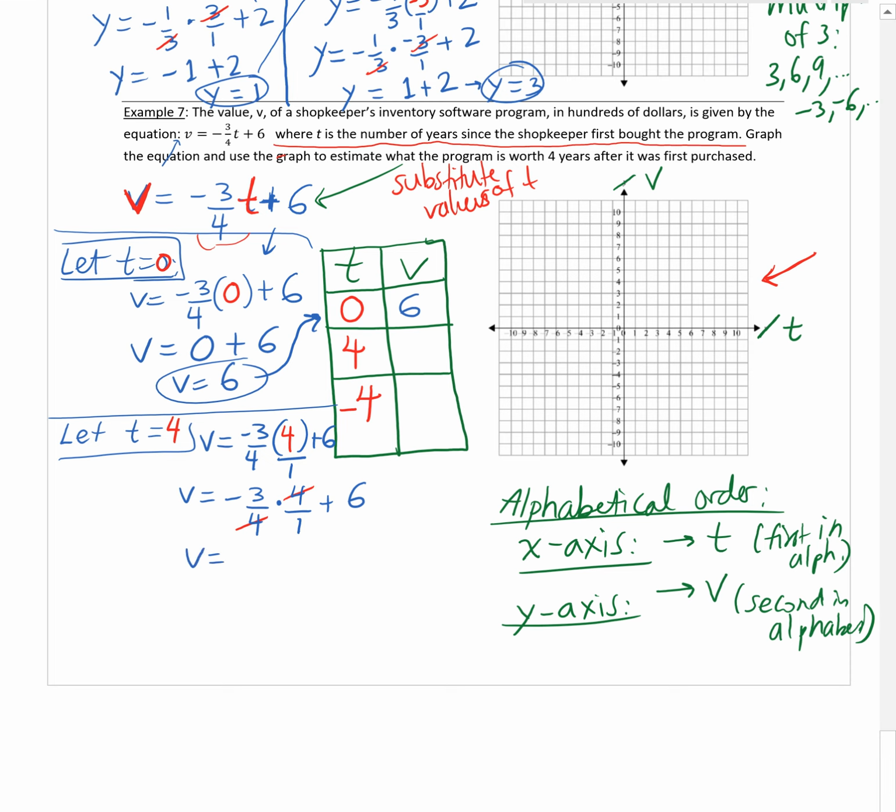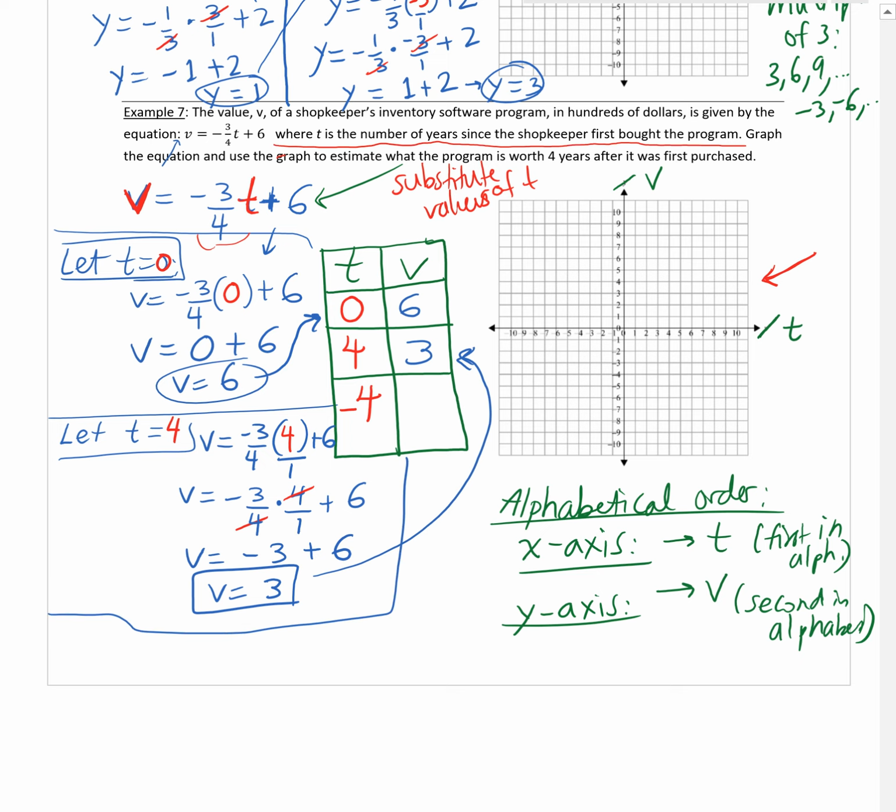So the only thing I get left from those fractions is negative 3 over 1, which is negative 3, plus 6. So it's negative 3 plus 6, which is 3. Looks good. So that must be the v coordinate for the second value, or the second ordered pair.